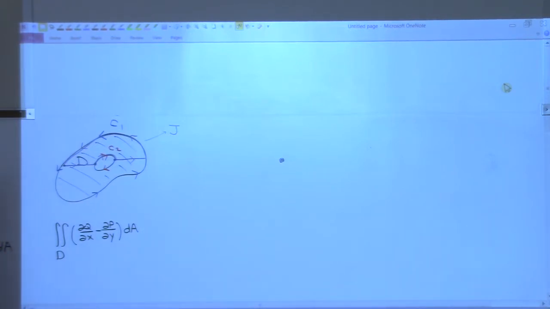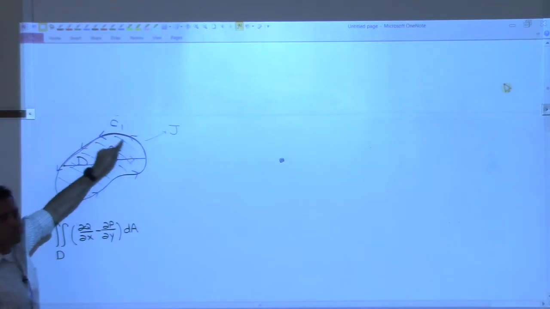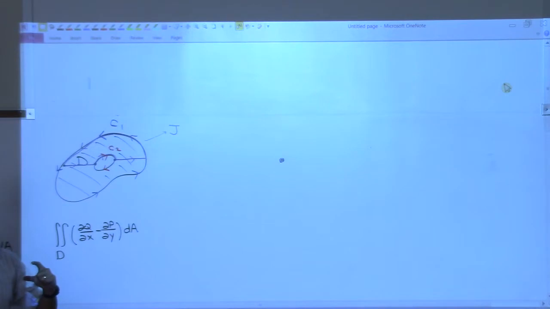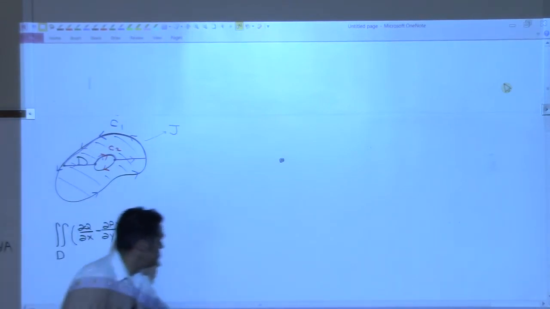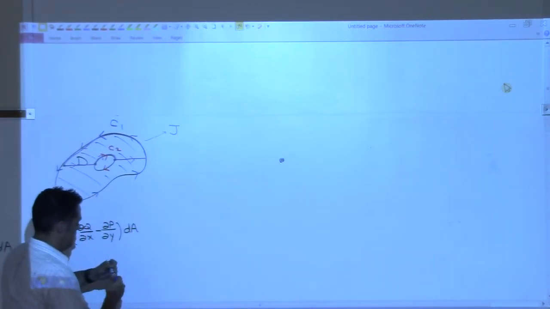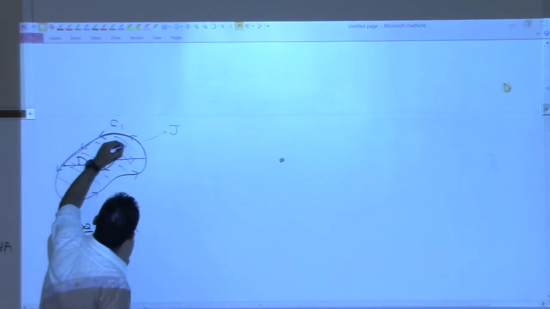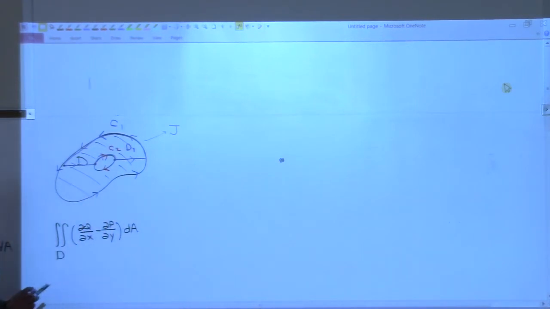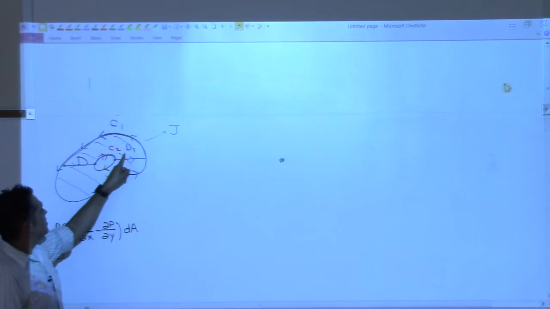J is a closed curve, isn't it? J is a closed curve, and it has positive orientation, and it encloses a solid, doesn't it? The solid that it encloses, I'm going to call D1. Okay, D1 is the solid that's just this top half. Does D1 have a hole in it? D1 does not have a hole in it, does it? Okay, so I should be able to use Green's theorem on D1.